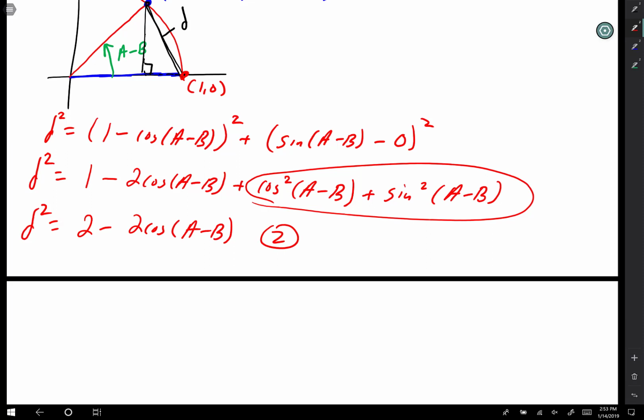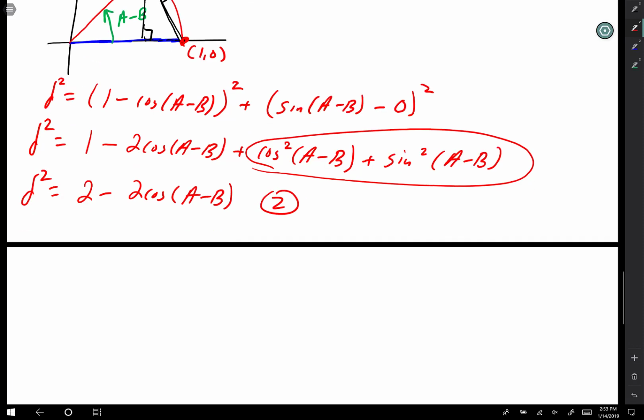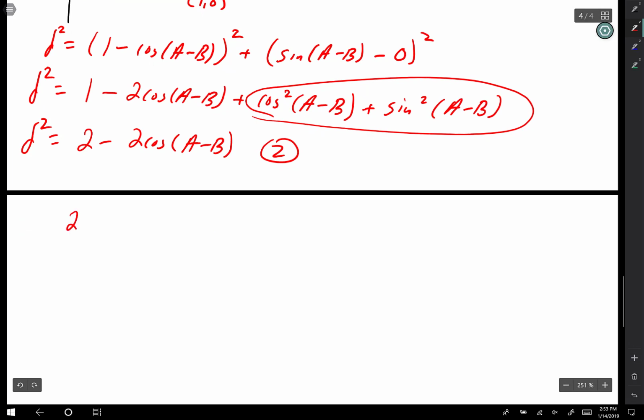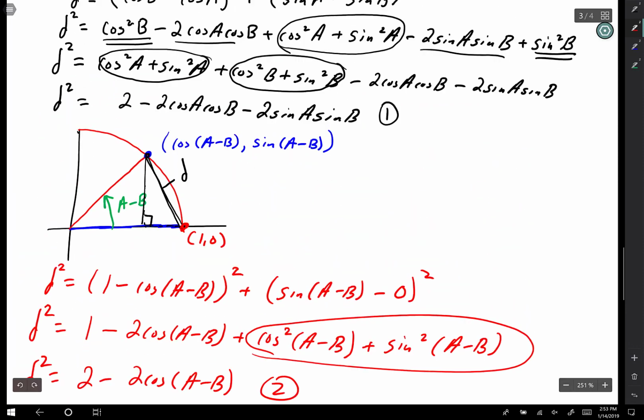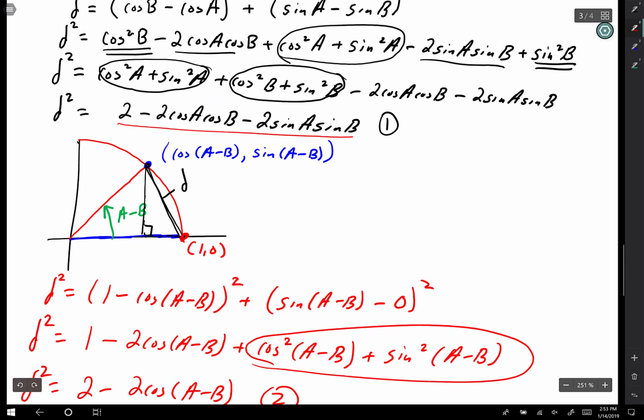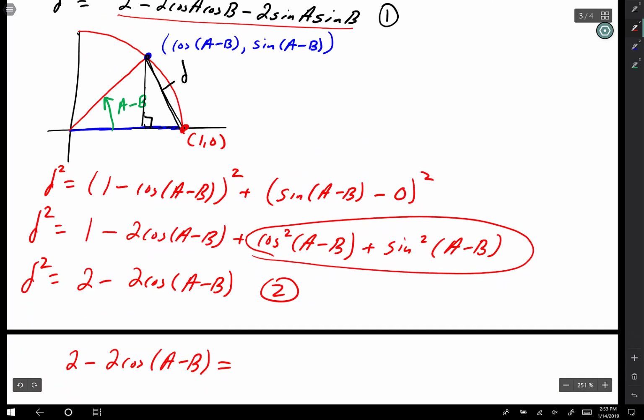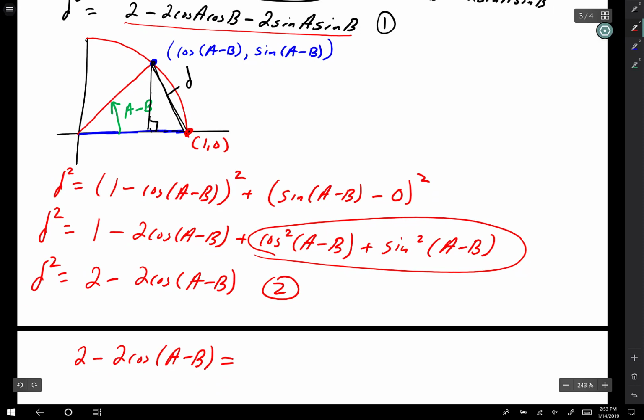We're almost there at the moment of truth, guys. Are both of those d's equivalent? Yes. So I'm going to write 2 minus 2 cosine a minus b better equal this one right here. It came back, guys. Let me see if I can write it. 2 minus 2 cosine a cosine b minus 2 sine a sine b.